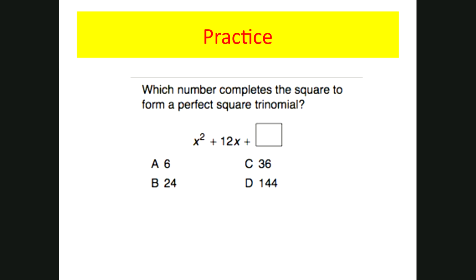All right, here's a problem off this week's practice. It says, what goes in this box? Half of 12 is 6. 6 squared is 36. So that's what I would add if I was completing the square.